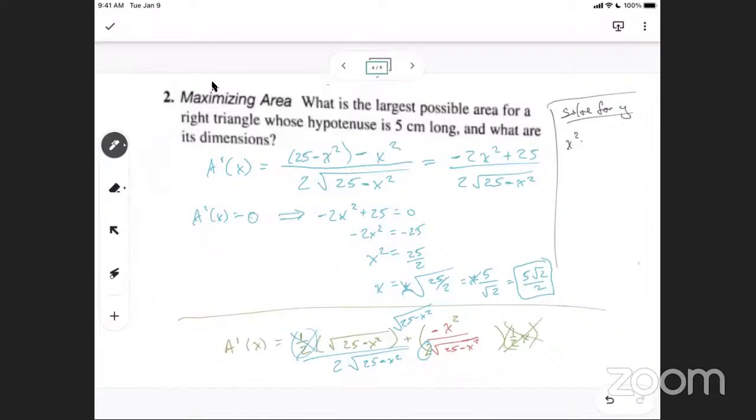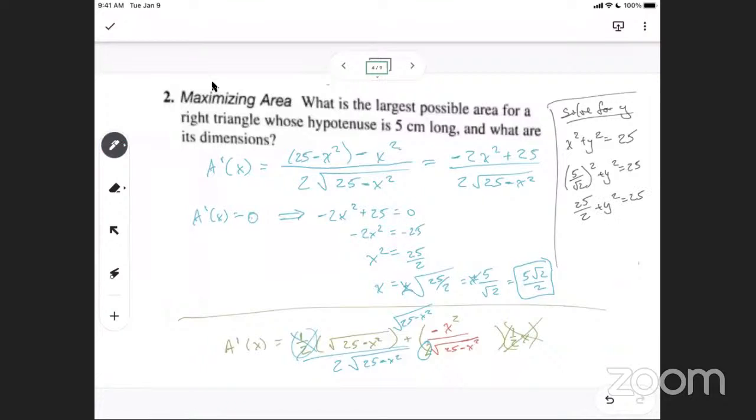So we know x squared plus y squared equals 25. So all I'm going to do is plug in what my new x is. 5 root 2 over 2. Actually, let's just write it as 5 over root 2. 5 over root 2 squared plus y squared equals 25. So that means 25 over 2 plus y squared equals 25.